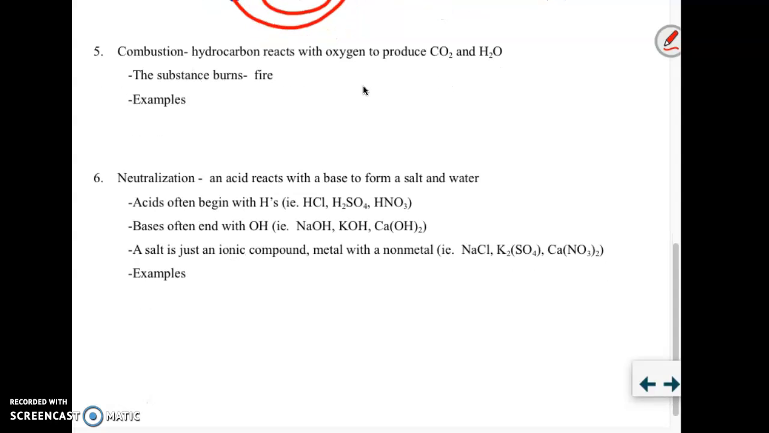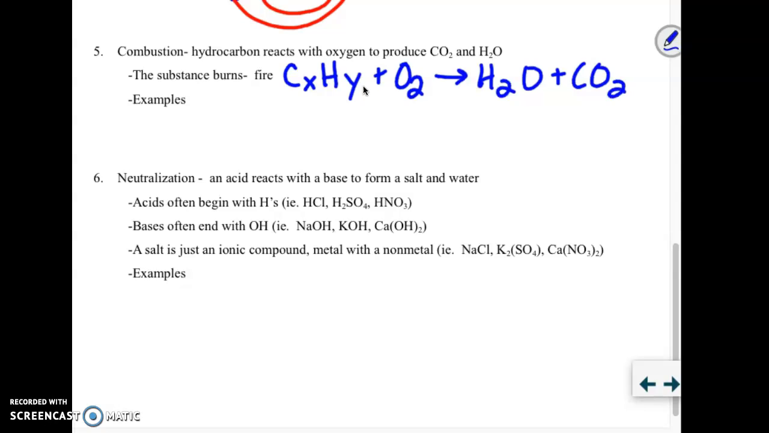Combustion means fire. And it's when you have a hydrocarbon that reacts with oxygen to produce carbon dioxide and water. Now, a hydrocarbon, if you remember, is a substance that only contains carbon and hydrogen. So it's some sort of carbon number with any hydrogen, makes oxygen. Oxygen is O2 because it's diatomic. Gives you water and carbon dioxide, CO2.